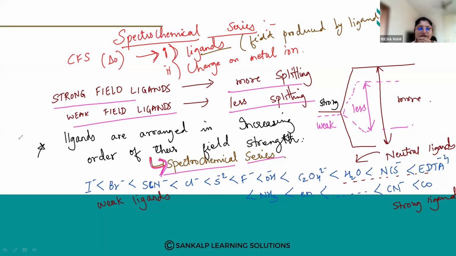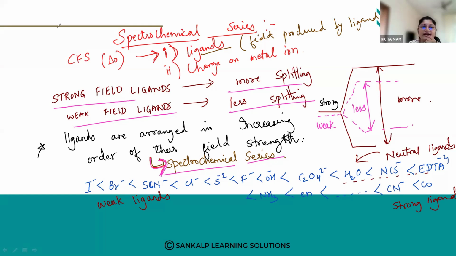Any doubts? So today we have seen what is CFT, that is crystal field theory, what the theory talks about. Then we have discussed the crystal field splitting in octahedral complexes. Very important, asked for 3 to 4 marks. So you have to explain with the splitting pattern. You have to show what are T2g, what are Eg, what is the barycenter, and how the distance is. We also discussed the spectrochemical series.